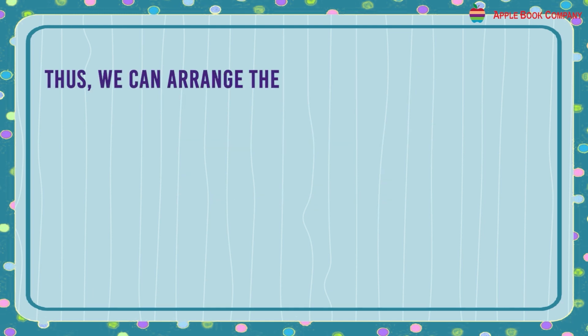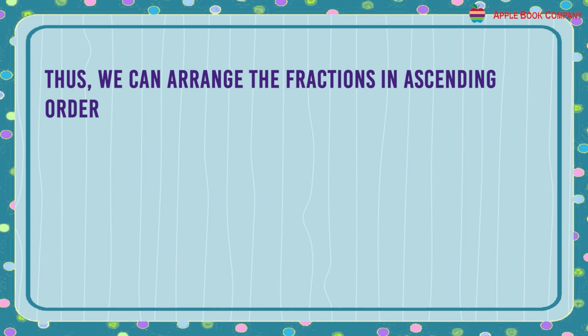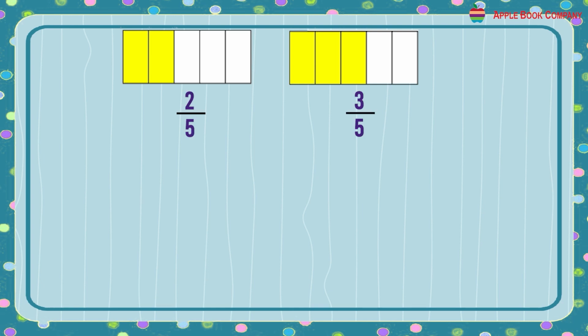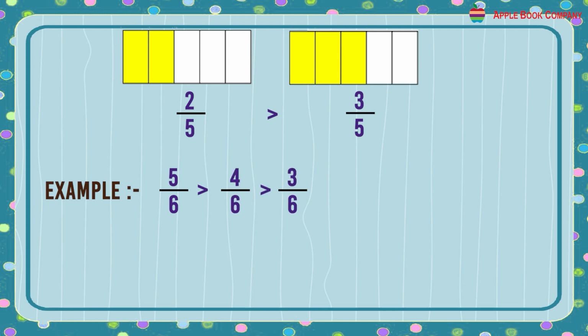Thus, we can arrange the fractions in ascending order. That is, 1 by 6 is less than 2 by 6, which is less than 3 by 6, and 3 by 6 is less than 4 by 6, 4 by 6 is less than 5 by 6, 5 by 6 is less than 6 by 6. So, we can see that if two fractions have the same denominators, the fraction with the greater numerator represents the greater fraction. For example, 5 by 6 is greater than 4 by 6 and 4 by 6 is greater than 3 by 6. Similarly, 5 by 8 is greater than 4 by 8 and 4 by 8 is greater than 3 by 8.